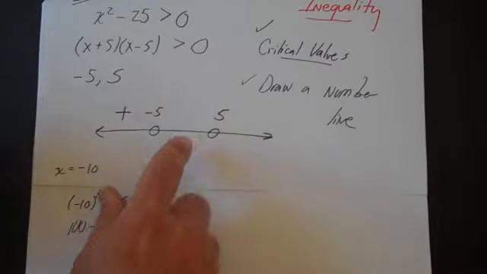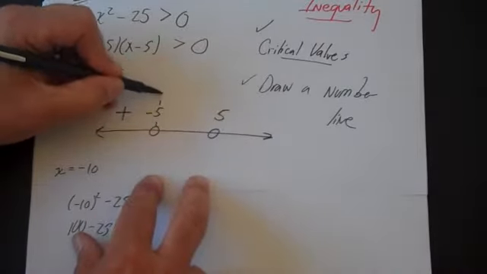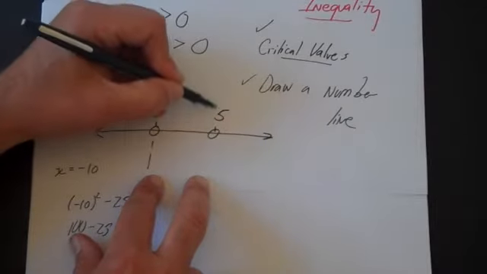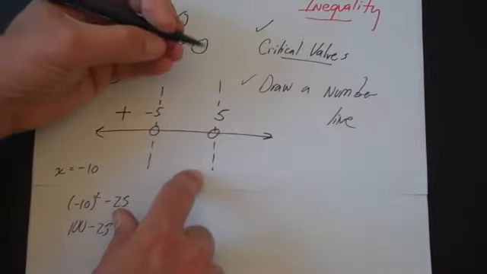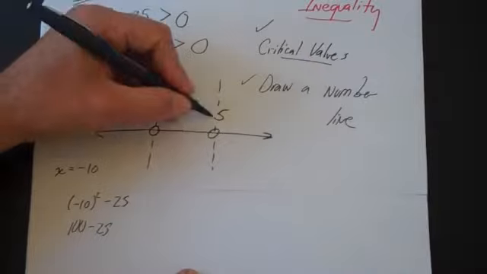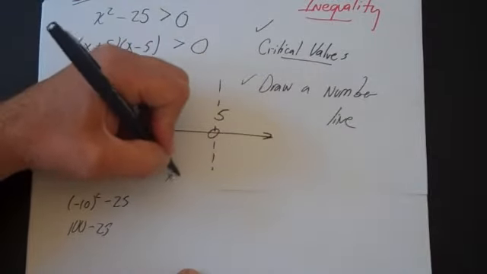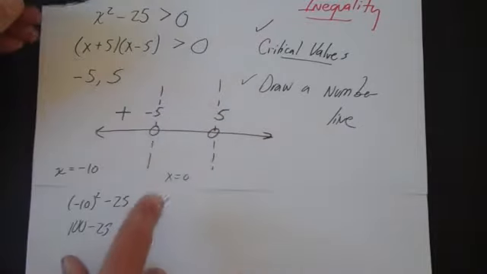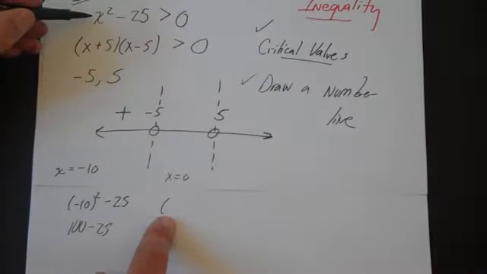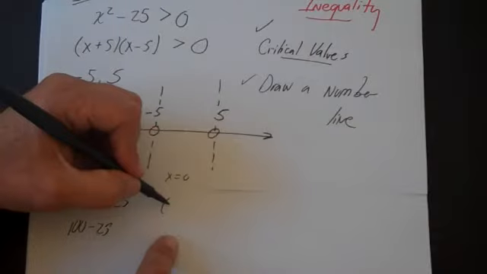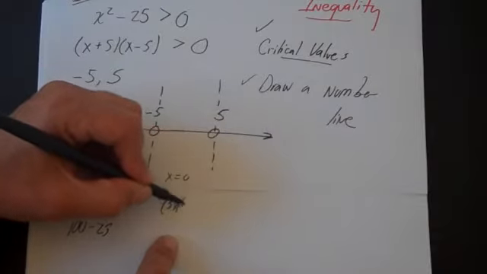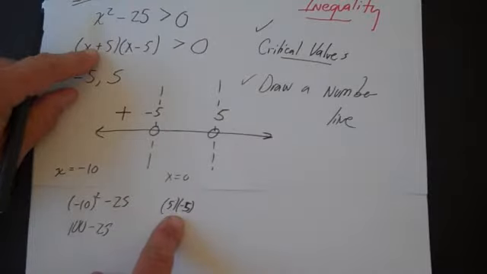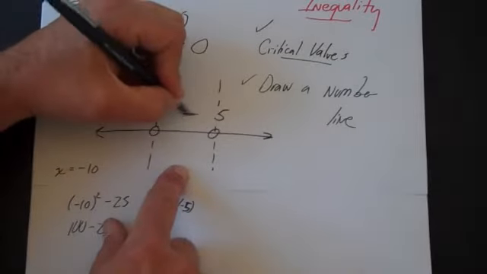Now I'm going to look at the second interval. I like to draw little dotted lines here to keep the sense that these are 3 different intervals. Choose a number between minus 5 and 5. I'm going to choose x is 0 and plug in x equals 0. I can plug it into either the original problem or here, it doesn't matter. That's 0 plus 5 is 5 times minus 5. 5 times minus 5 is minus 25, so that's going to be negative.